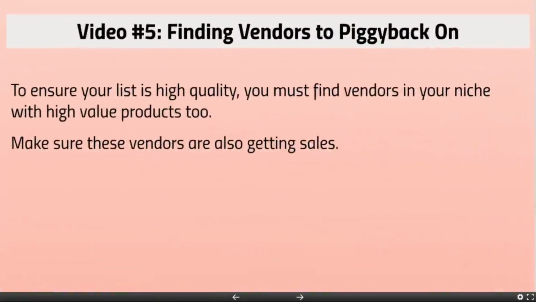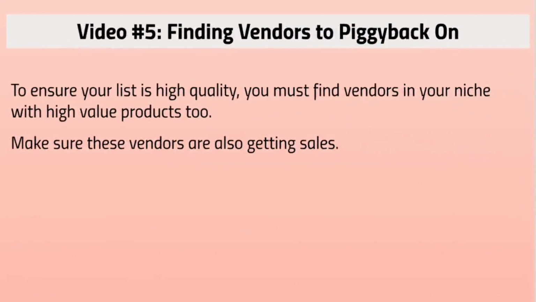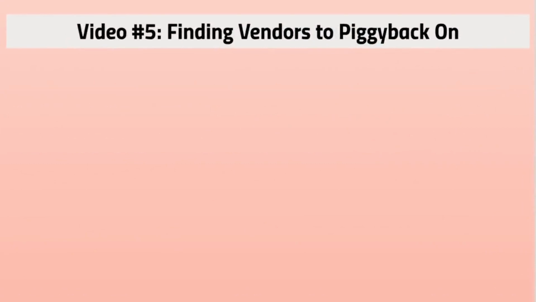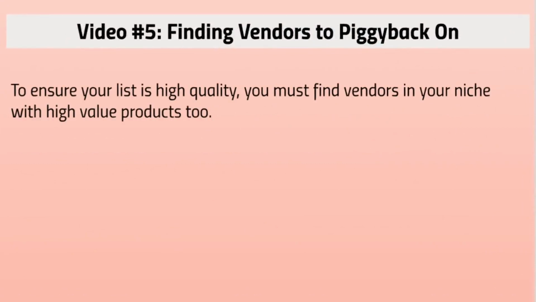This is video number 5. We're going to talk about finding vendors to piggyback on. Now, you want to ensure that your list is high quality too. And what I mean by that is you don't want to approach every single vendor out there, because some vendors are actually selling very low quality products. And guess what? You're just going to get low quality subscribers.